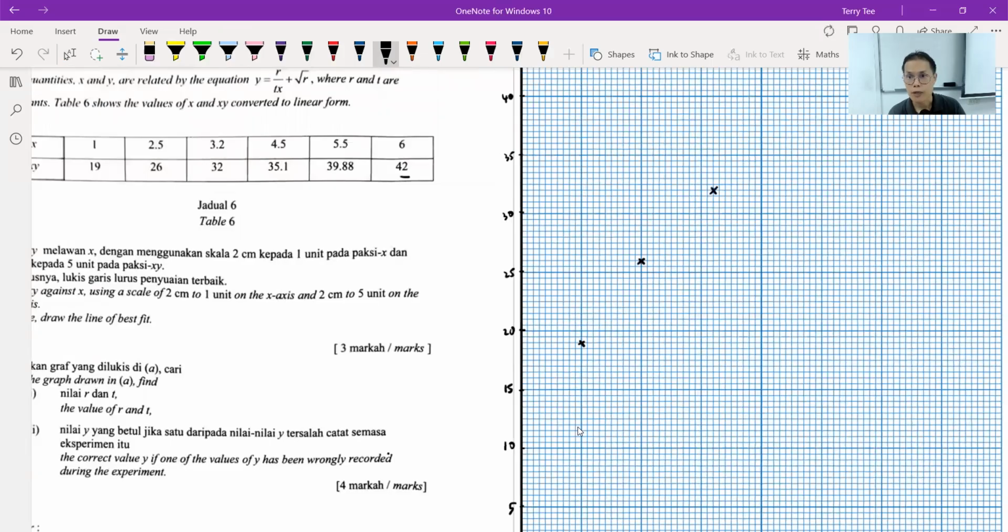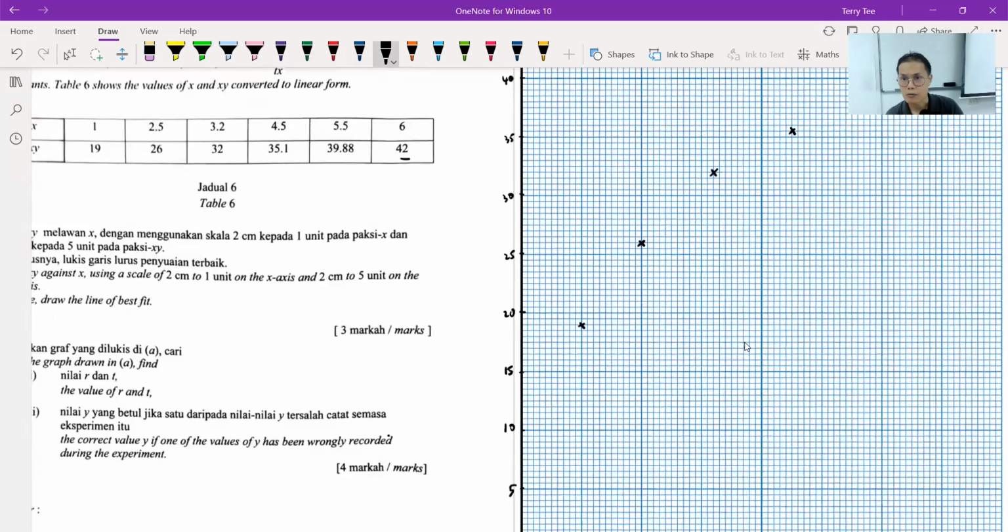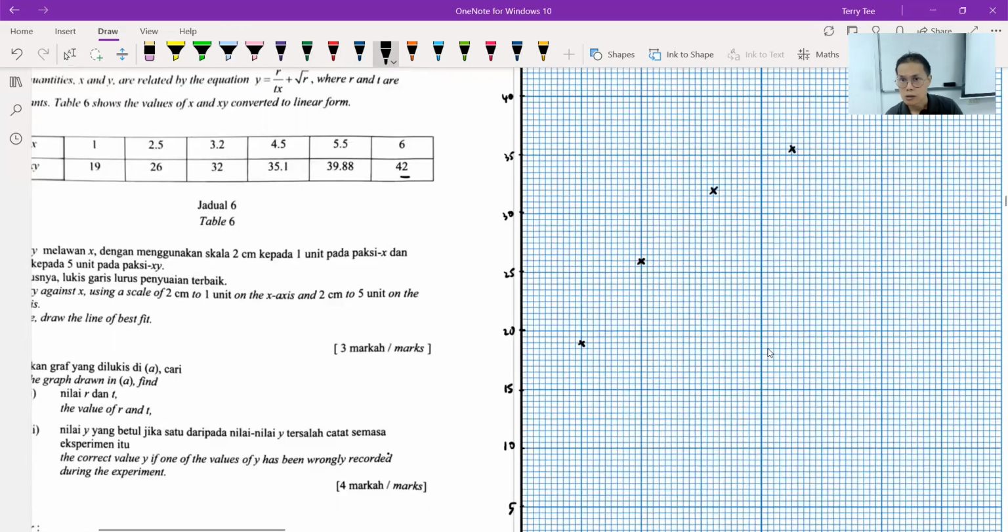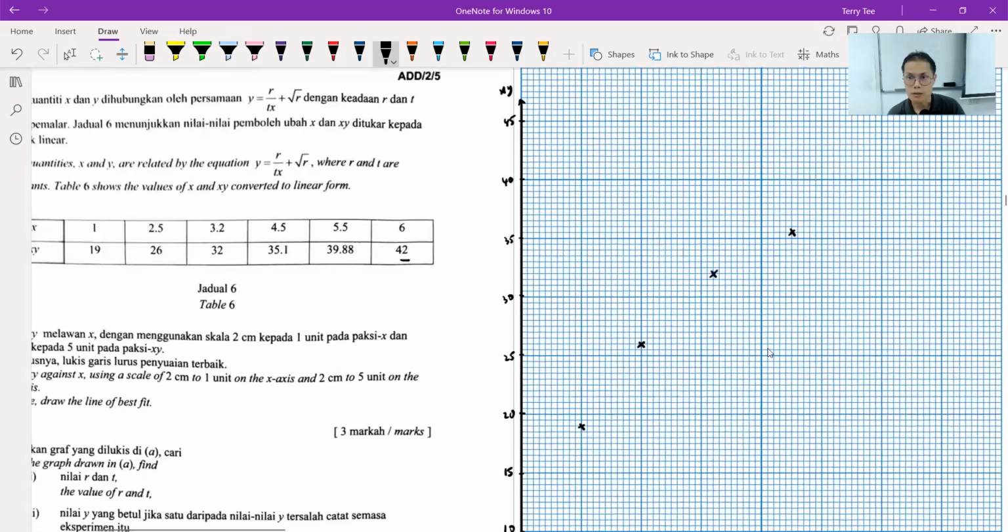Next one is 4.5 and 35.1. 4.5 is over here. Okay, this is 35.1. You need to read 35, because at 30, we can't read 35.1. I can write 35.5. So we should label it here.